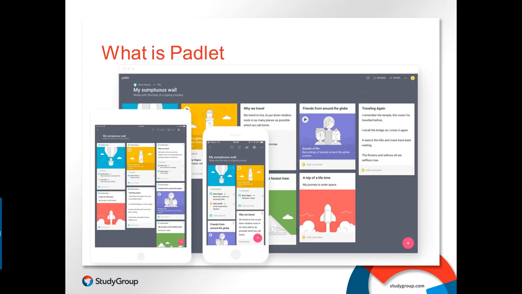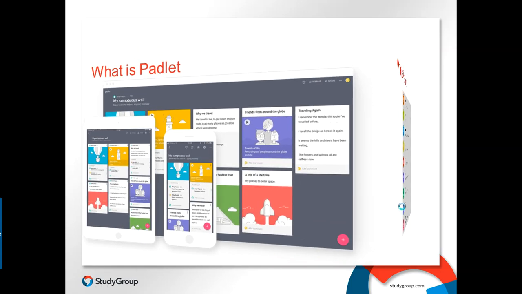So here's kind of what it looks like on three different devices. And what you've got here is a contribution. Somebody's added something here, someone's added a video here, something's been added here, and it's quite simple to use. Here's the wall or the Padlet or the notice board, and the students can come along and just double click on the icon to add content.